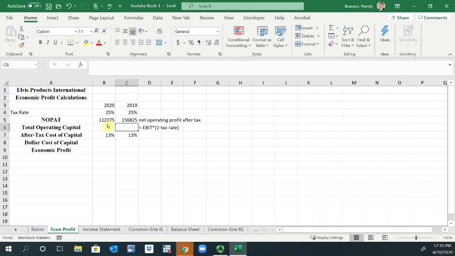So next thing we're going to have is total operating capital. Okay. So what is that? So total operating capital is the sum of non-interest-bearing current assets and net fixed assets less non-interest-bearing current liabilities. We ignore interest-bearing current assets because they're not operating, and we ignore interest-bearing current liability, like notes payable, because the cost of these is included in the cost of capital.